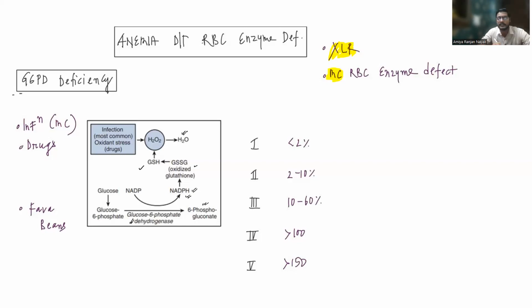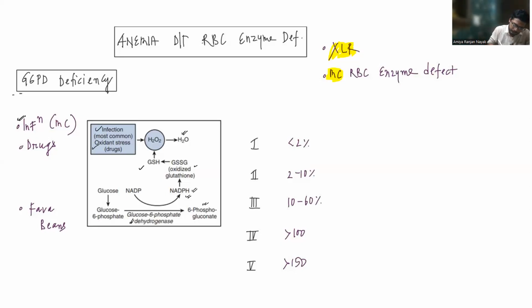So hydrogen peroxide, if it is not metabolized to water, can cause production of reactive oxygen species, and that will cause further damage to the tissues. Now, this hydrogen peroxide can be formed because of infections, or oxidant stress like drugs and some food items. But the most common cause is infection. The most common cause of oxidative stress leading to hemolysis in G6PD deficient individuals is infection.